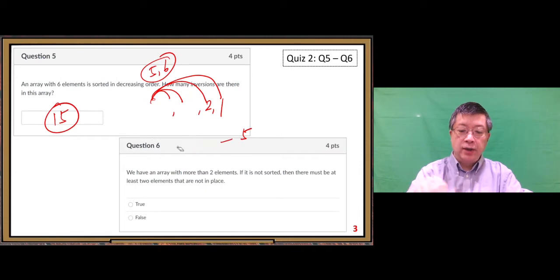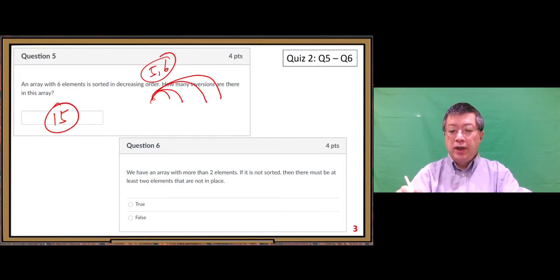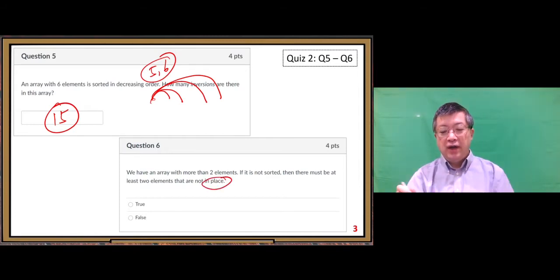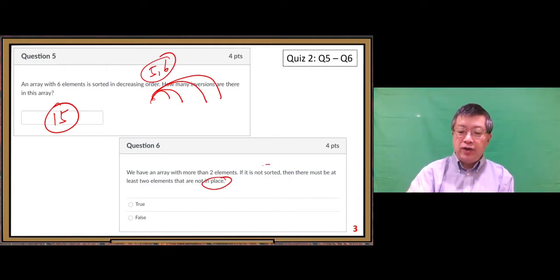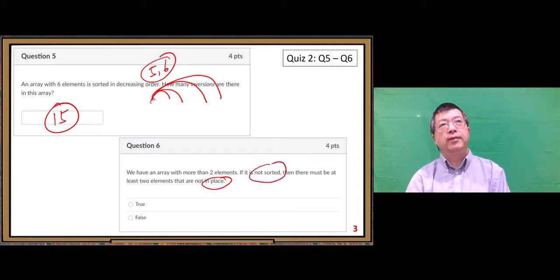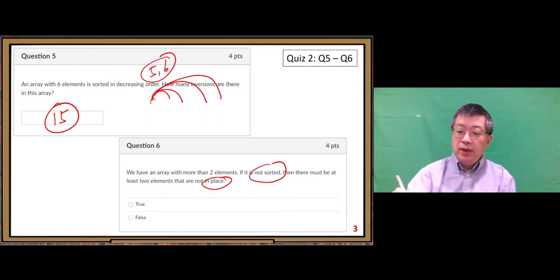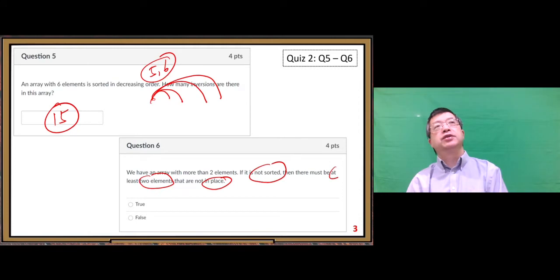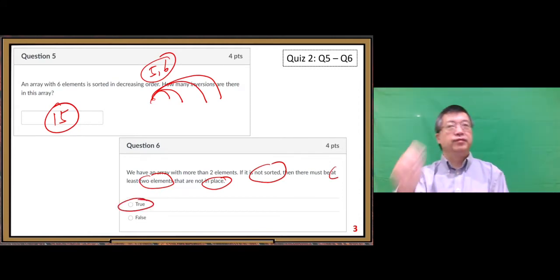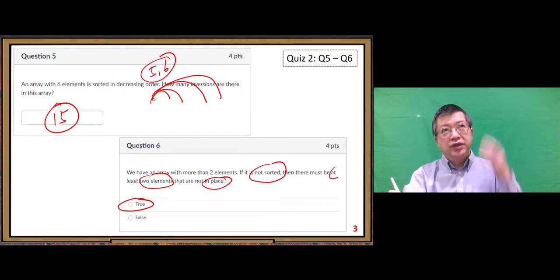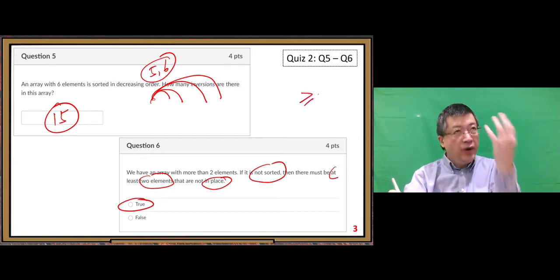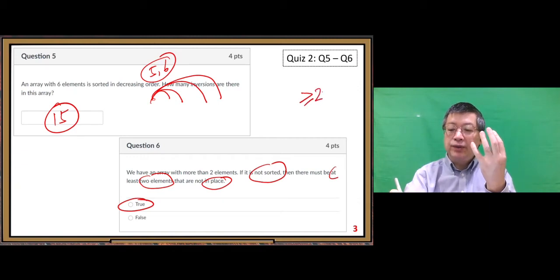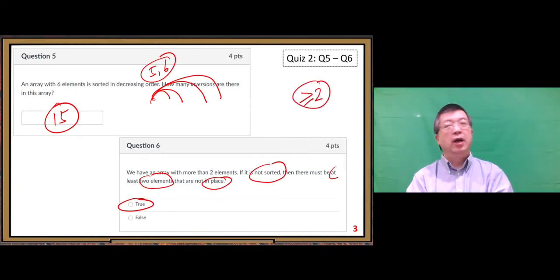Number 6. We have an array with more than 2 elements. In-place concept. If it is not sorted, here we assume the array is not sorted, then under that assumption, there must be at least two elements that are not in place. The answer is true. The number of elements that are not sorted is greater than or equal to 2. Why is it true?